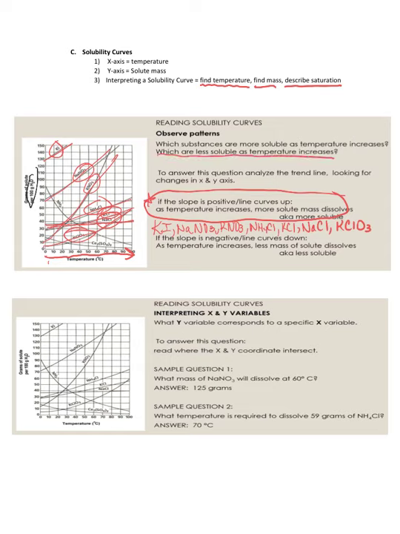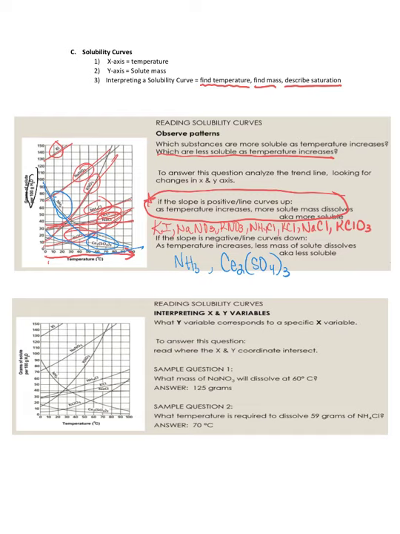So let me switch colors. If they're less soluble, that means they're going down. I see one going down here and one going down here. That would be NH3, which is a nitrogen trihydride, but its common name is ammonia. And the other one is cerium sulfate. Ammonia is a gas, so that makes sense that as you heat up a gas, it's going to be less soluble in water. And then some solids are actually less soluble too.